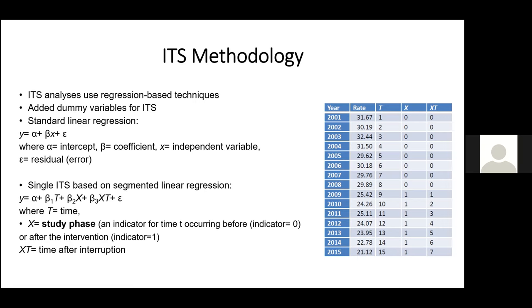Beta 3 times X times T is an interaction term between X and T. Somebody talk to me: what would the purpose of that interaction term be?